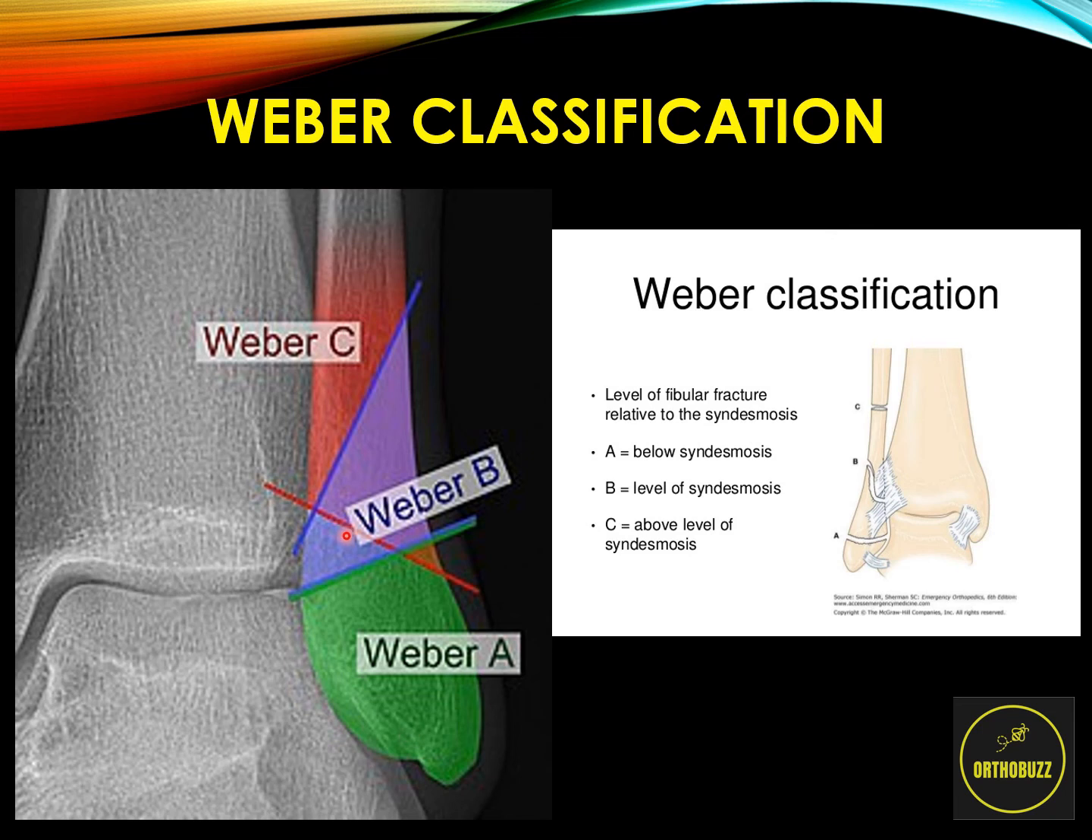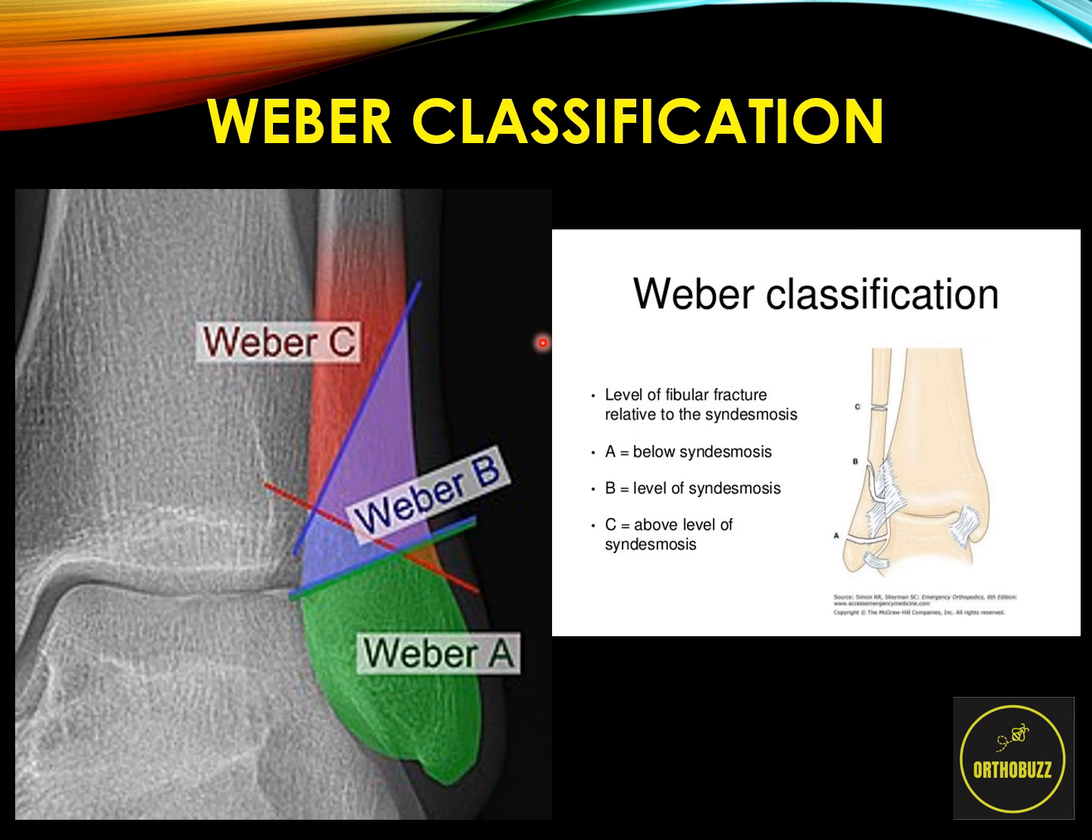A Weber B fracture is at the level of the syndesmosis. Now, these can be stable or unstable. And to find out whether they're stable or not can be tricky when taking the x-ray, as there may not be any obvious signs of distraction or compromise of the syndesmosis.